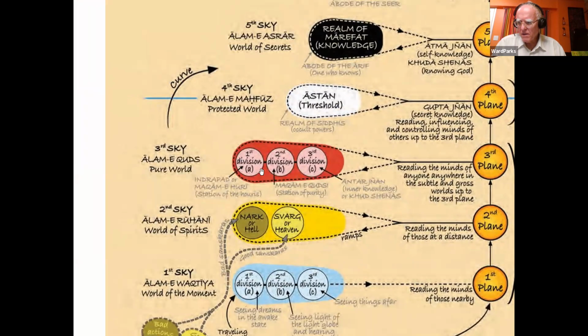So these are the three subdivisions. Indrapad, or Makam Huri, the station of the Huris. Makam is a station. This is a standard Sufi term. They usually talk about 7 makams on the path to God. Makam Kudsi is purity. It's one of the 99 names of God, station of purity, an Islamic phrase. And Antargyan is a Hindu term. Antar is inner, and Gyan means knowledge. And then he gives an Islamic equivalent, Khud Shanaz, knowing, self-knowing.